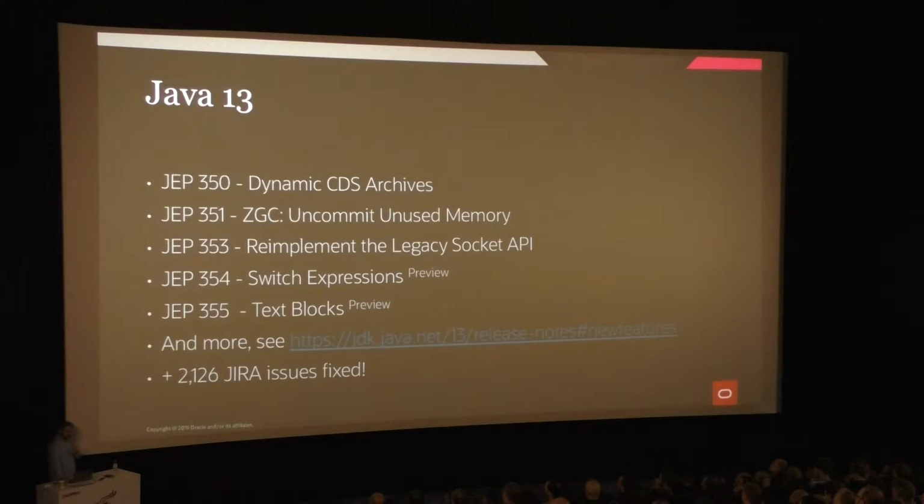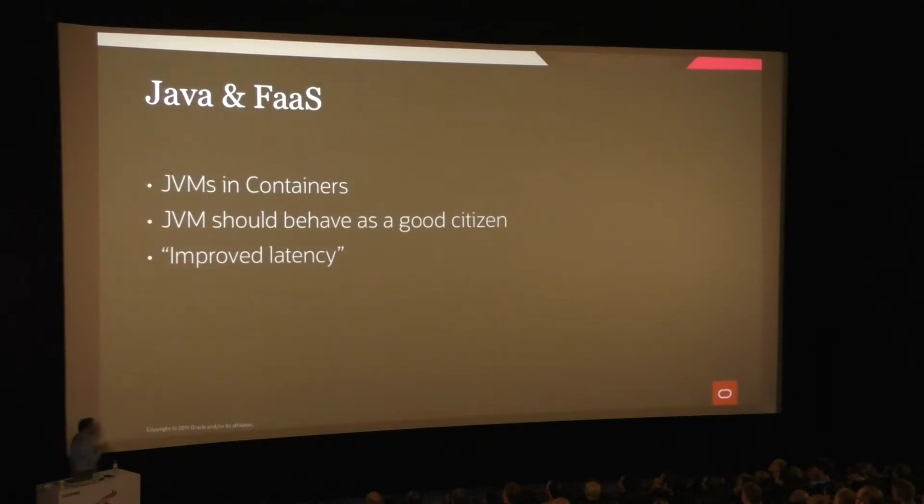I'm going to discuss just one feature out of those 5 JEPs, and that's CDS, because it makes a lot of sense within the FaaS space. So what about Java within the serverless space? At the end of the day, it all boils down to running Java in containers. If you look at a Java function running in FN or in Oracle Function, it's basically just making sure that the Java code runs well within containers.